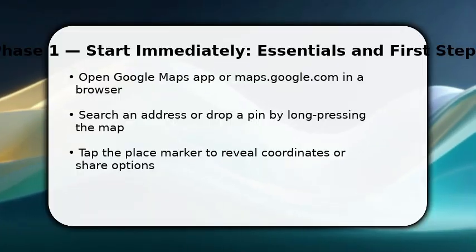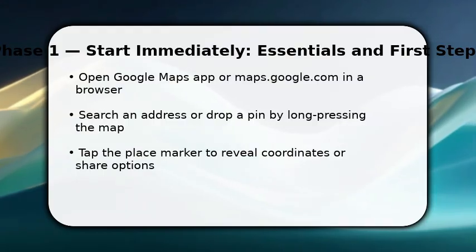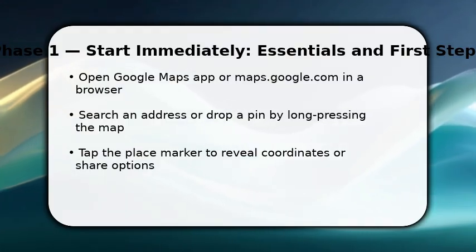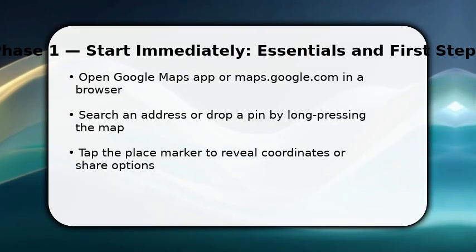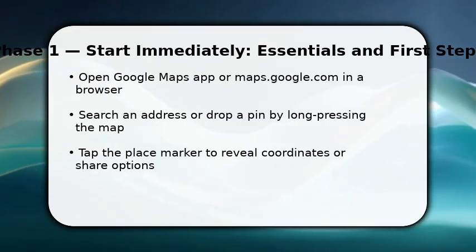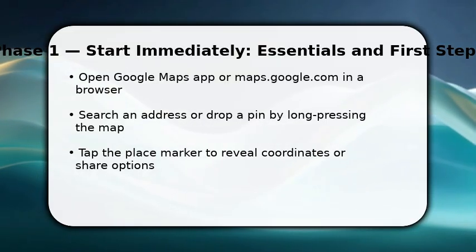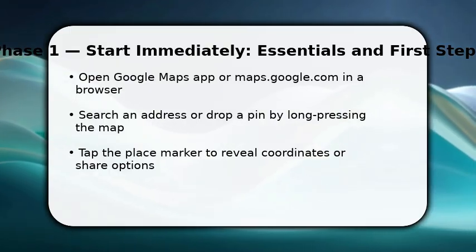You start by opening Google Maps on your phone or browser. This is where the GPS code originates. Search the address or long press to drop a pin exactly where you need it. Once the pin appears, tap the marker to open the info card.